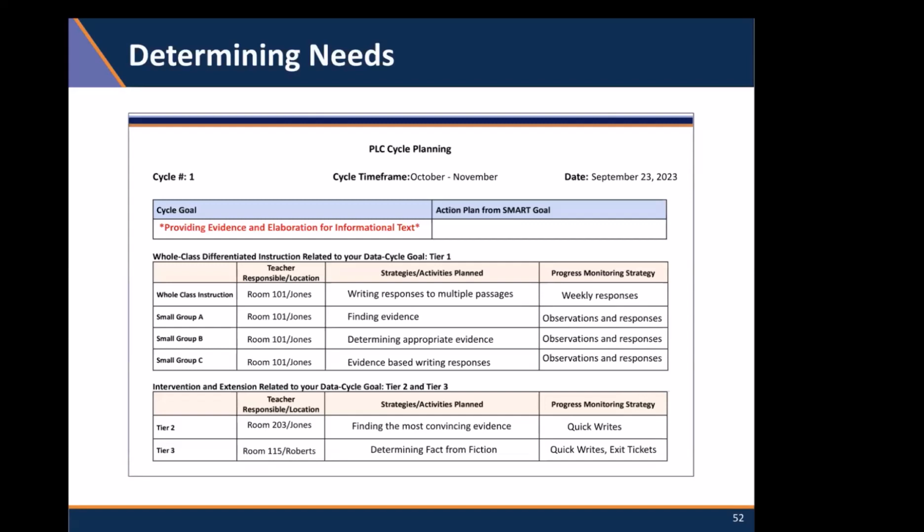And get into tier 2 and tier 3. How are we going to help those students who might need that extra support? So we want to make sure that we're figuring out what strategies and activities we're going to use, and the progress monitoring strategy as well. This is also super helpful because if you find a strategy or activity that's working, you can have this documentation that allows you to refer back to, and you're like, oh, let's start determining appropriate evidence. This activity that we did here really worked for our students. So then we have it in our tool belt and can use it in the future.